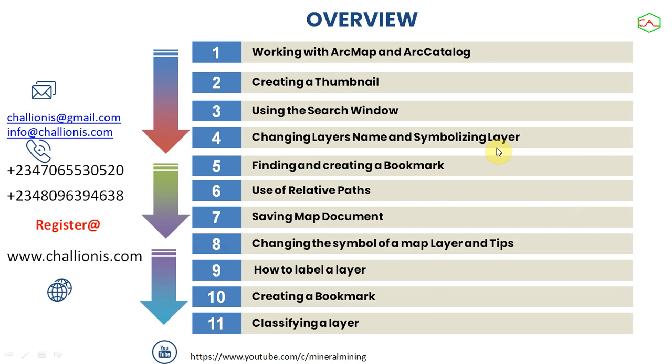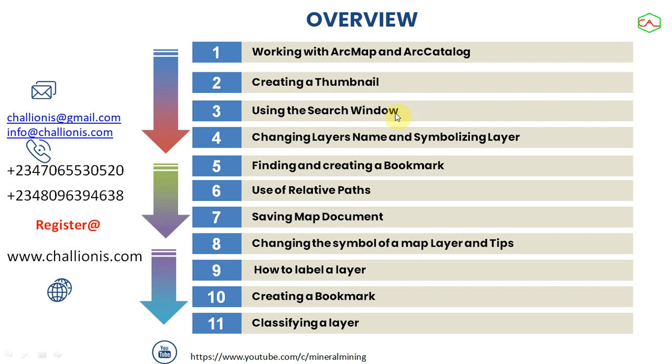Then the overview of this lesson: we first of all need to understand working with ArcMap and ArcCatalog, how that actually works. You look at the view of them, then you understand how to create thumbnails. A thumbnail, we know, is just a snapshot to give you overall information on a particular data, what the data or image actually contains.